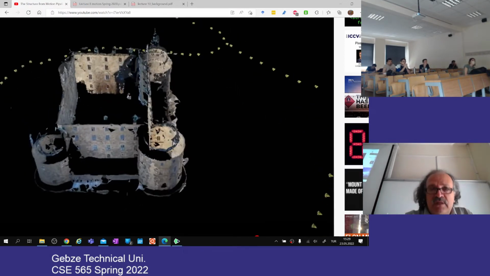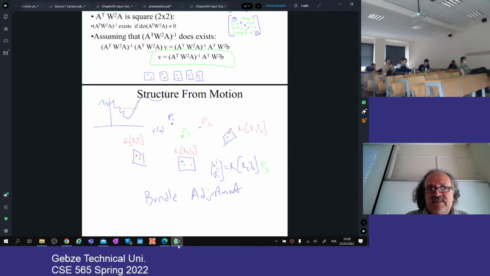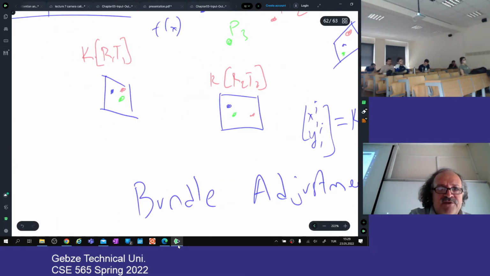Okay, so let me stop at this point. Let's take some break. After the break, I am going to show you a simple structure from motion algorithm, and that will have lots of assumptions, but at least it's going to give us some initial estimates for the point positions and the camera parameters. Okay, 15 minutes. Let's be back around 15:45.